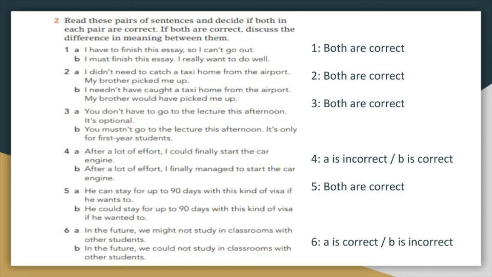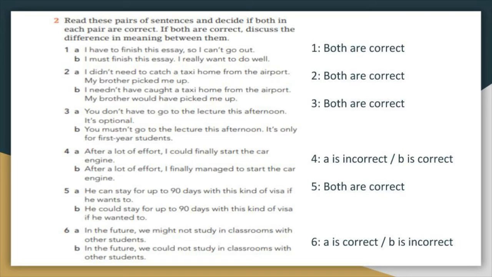So now we are going to give you the answer. The first one, both are correct, because in the first one the pressure to finish is from an external source. In B, the pressure to finish comes from the speaker himself or herself. In the second one, both are correct. A, I didn't catch a taxi because it wasn't necessary. And B, I caught a taxi but it wasn't necessary. And the third one as well, both are correct. A, it isn't necessary for you to go to the lecture. And B, you are prohibited from going to the lecture.